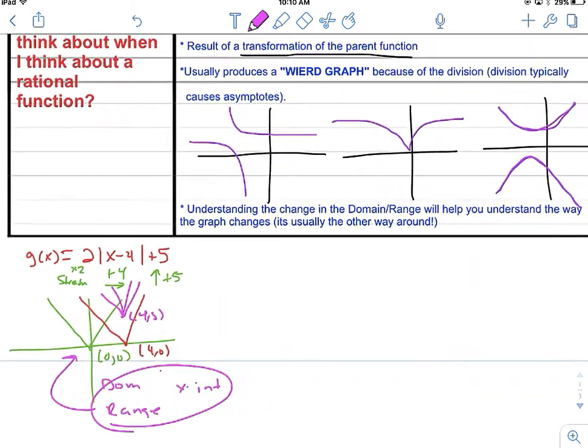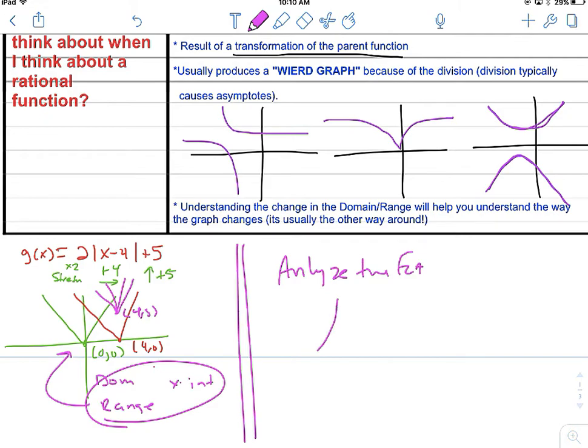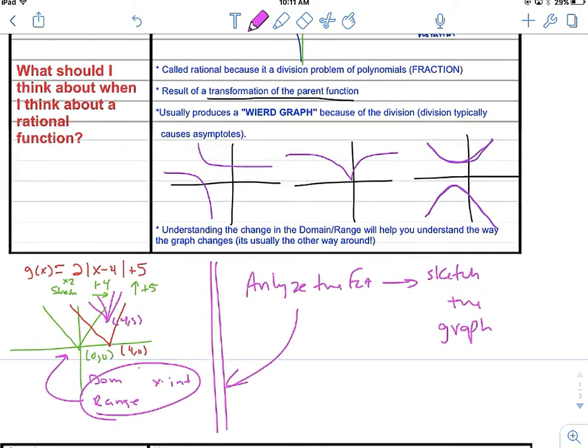Because these graphs are so unpredictable, and it's hard to understand the information by just looking at the graph, we're going to go in the opposite order. Our operating procedure is going to be to analyze the function first. In that function analysis, we're going to try to find all that important information, and then from that, we're going to try to sketch the graph. So this is what I want you to get from this: because of this division, because of this weird behavior, our job is not so much to get the graph right away, but to end up at the graph.